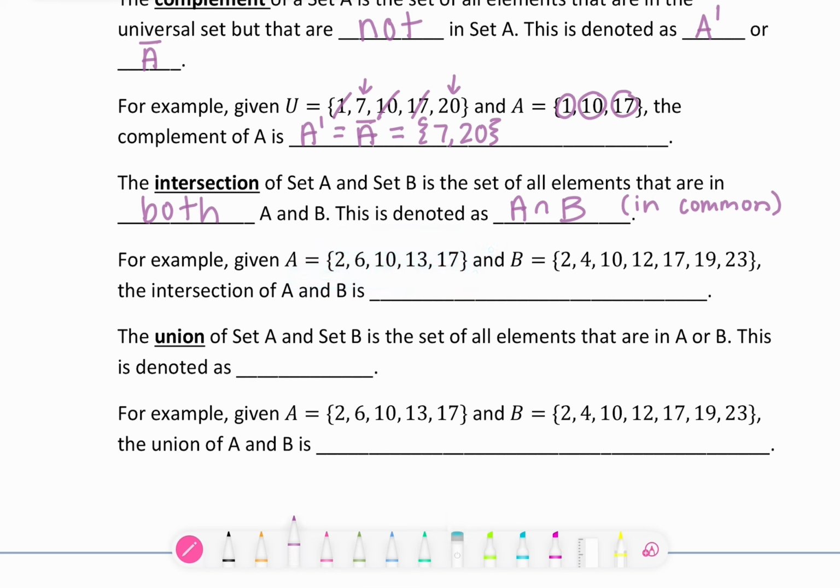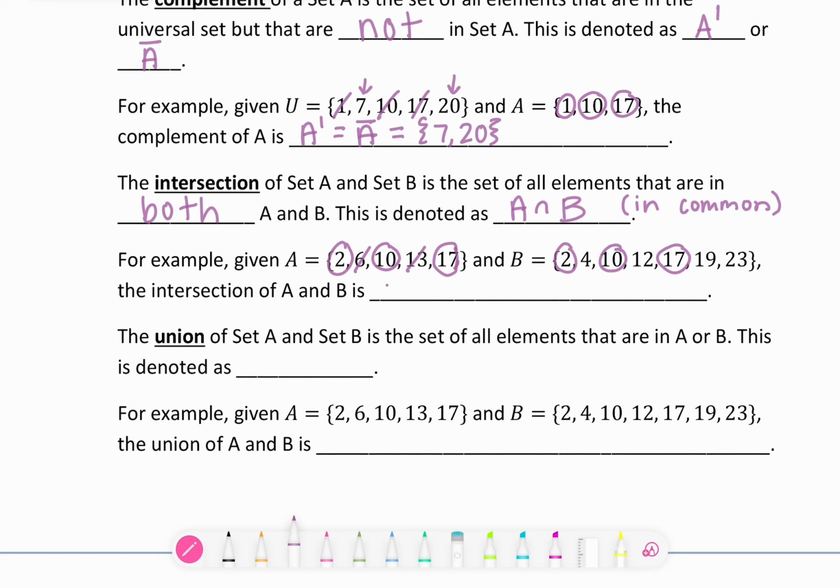So A has a 2, B also has a 2. So that's in common. A has a 6, but B does not. So that's not in common. A has a 10 and B also has a 10. So that's in common. A has 13, B does not. That's not in common. A has 17 and B has 17. So that's also in common. So they have 3 elements in common. Those are in the intersection.